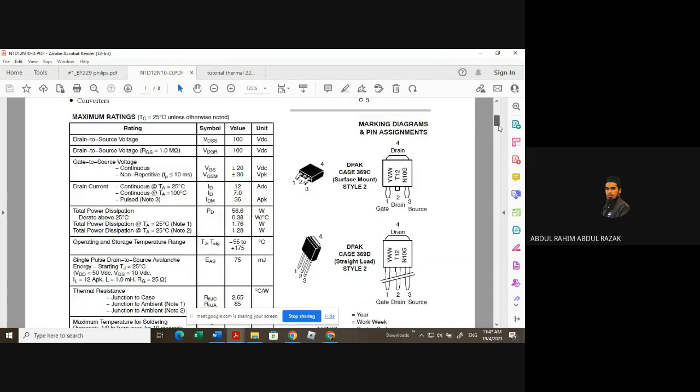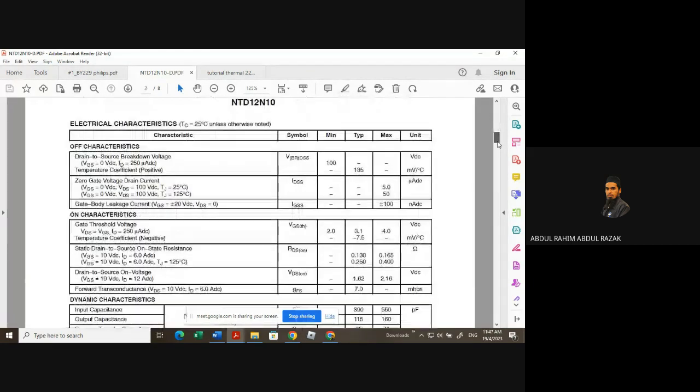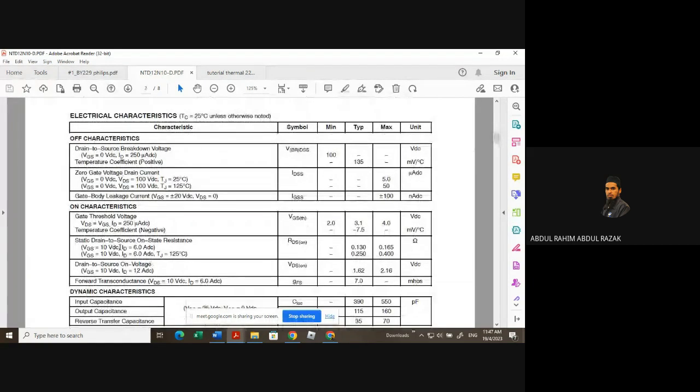But go deeper into the electrical characteristics of this part. See here, static drain to source on resistance. See the value? We have typical and we have maximum. You can use maximum so that later in your design, if you have some constraint, you can push some more.